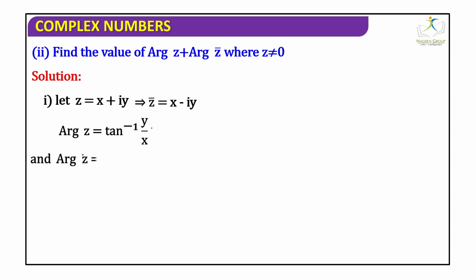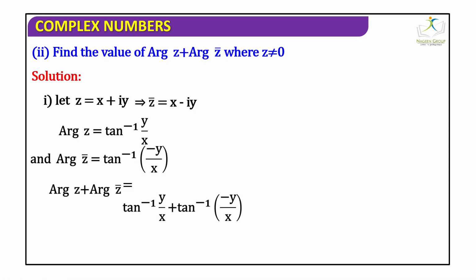So here, if you are finding the argument of z bar, that will be equal to tan inverse of minus y by x. Now here we have to find argument of z plus argument of z bar. Put the value. Argument of z is equal to tan inverse of y by x, and argument of z bar is tan inverse of minus y by x, right? Because here the coefficient is minus y. So here we are taking minus y.